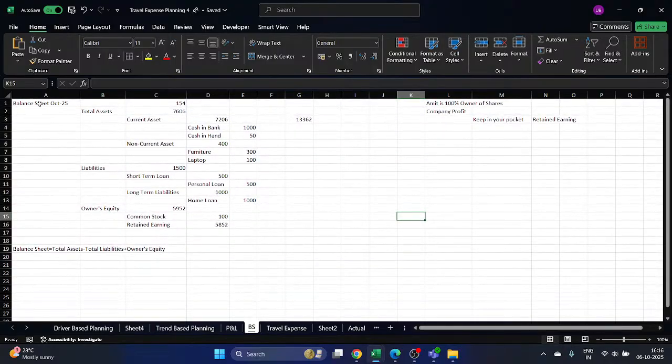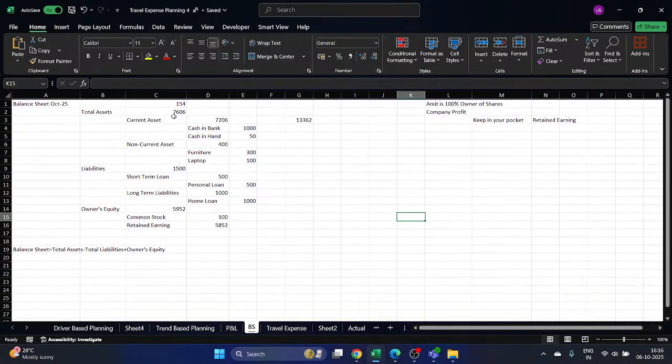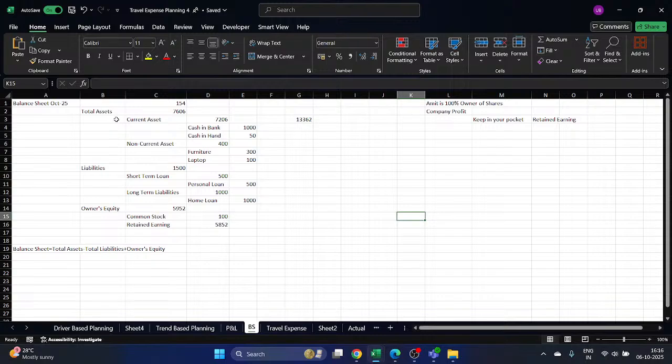Here in the same way, in the balance sheet, current assets, total assets is 7606. So the current assets would be 7206. Suppose in cash in bank, in bank we have 1000, in cash in hand is 50 rupees. Non-current assets is around 400: 300 furniture and 100 of laptop.